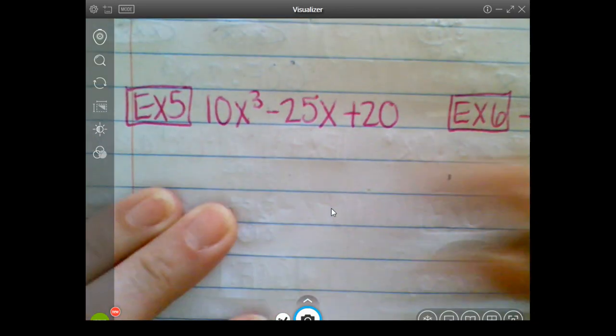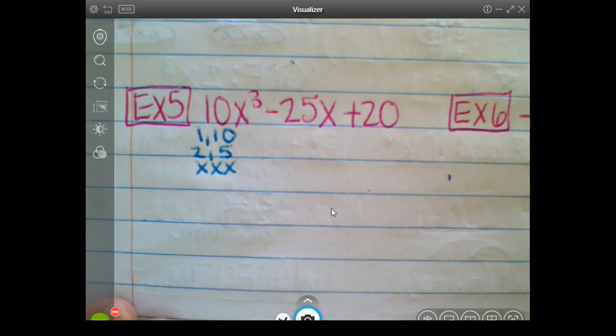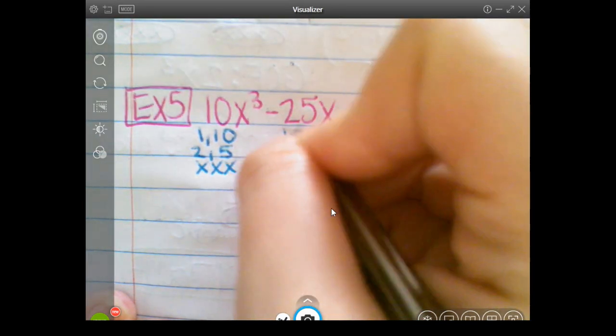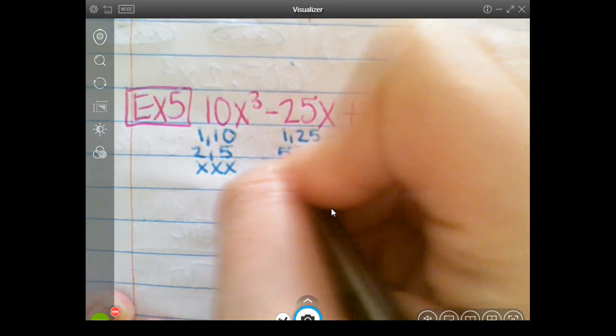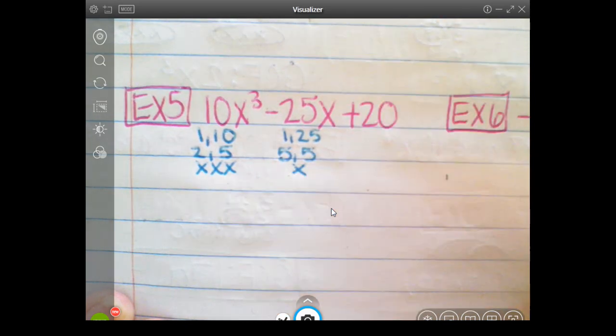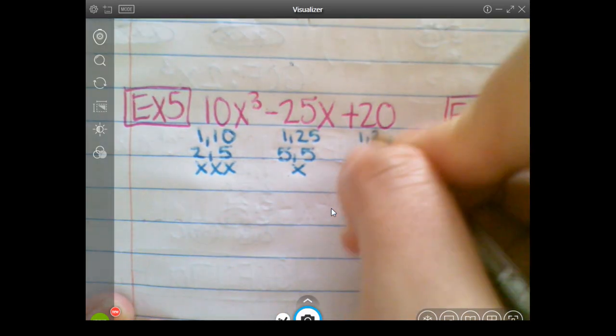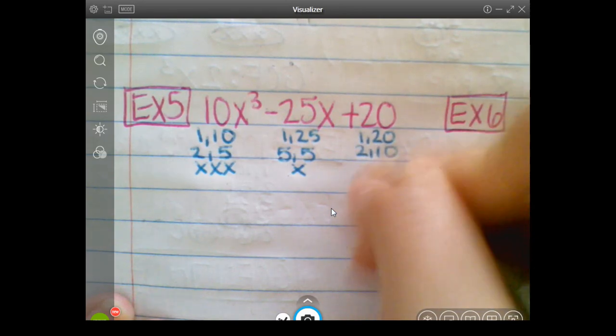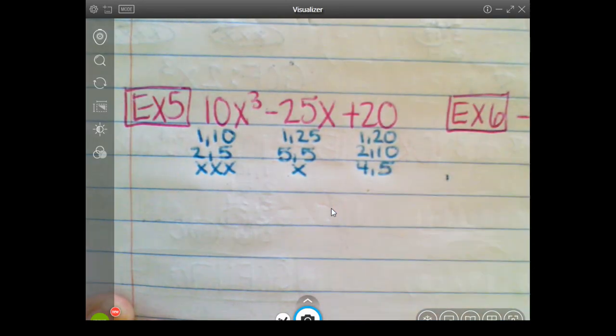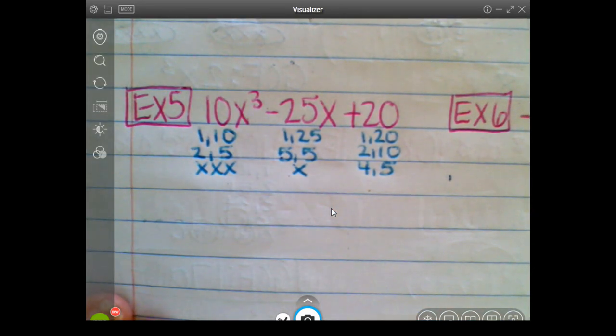So I'm going to list out my factors of everything. 1 and 10, 2 and 5, and this one has 3 x's. 25. 1 and 25, 5 and 5. And this one has 1x. 20, 1 and 20, 2 and 10, 4 and 5. You're going to get good at these, and you're going to, kind of like I just did, you're not going to have to use your calculator. But for now, you can use your calculator and divide.